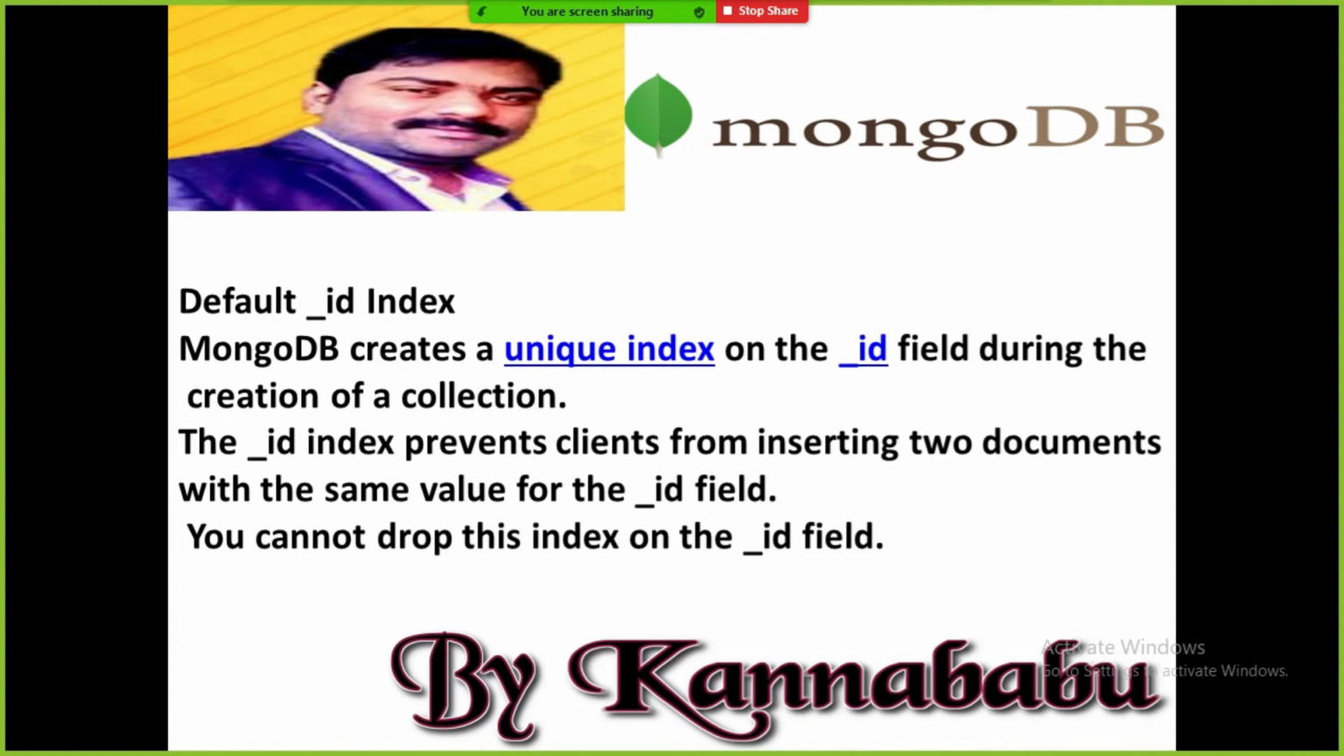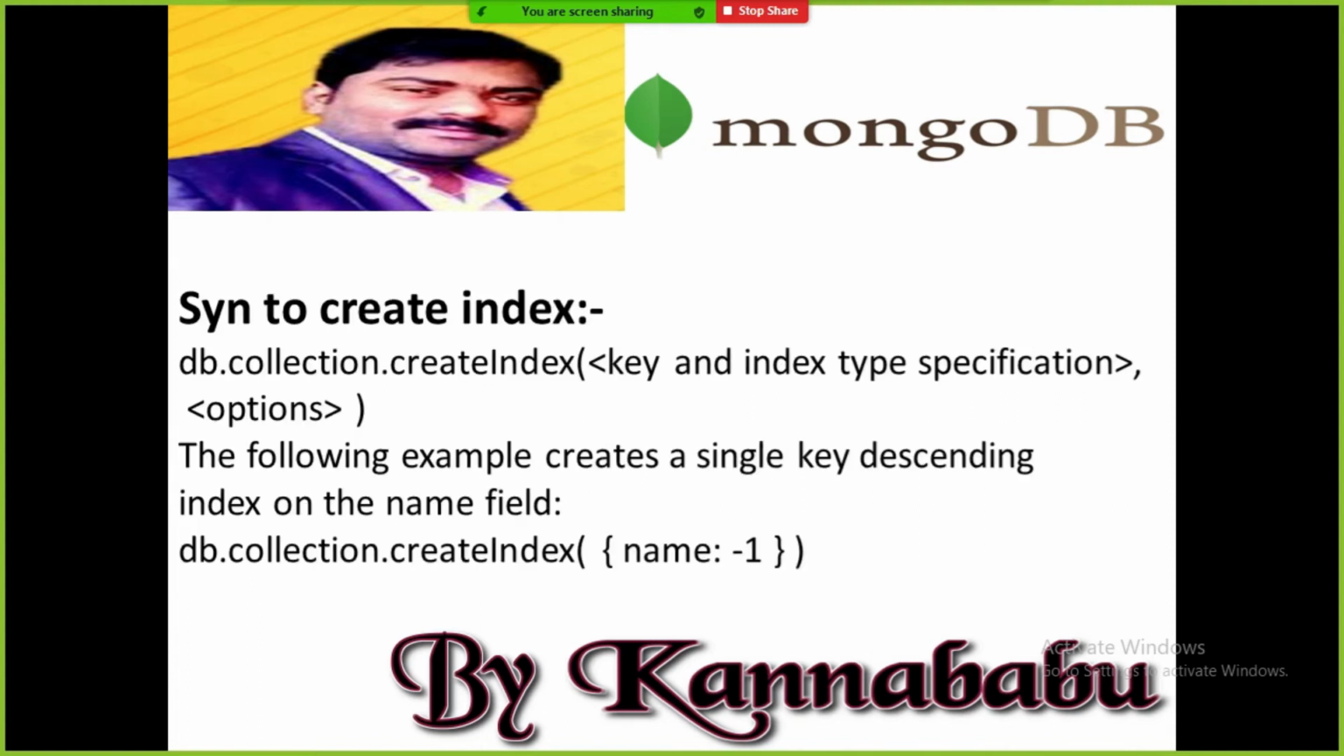So, in short, the main advantage of this ID is to avoid duplicate document insertion. Generally, from a database point of view, you have primary keys, and unique keys also will be there. So, the advantage of uniqueness is to avoid duplicate documents. Each and every document can be uniquely identified by using this ID field.